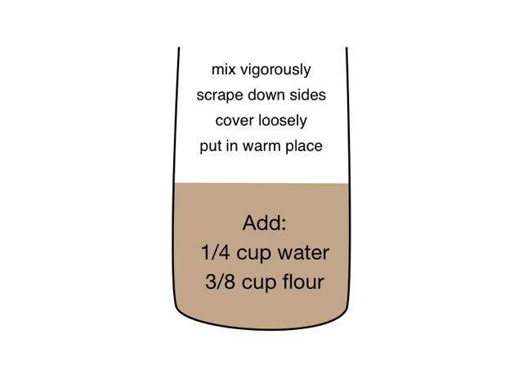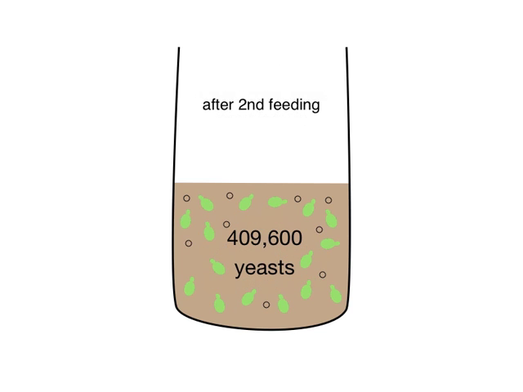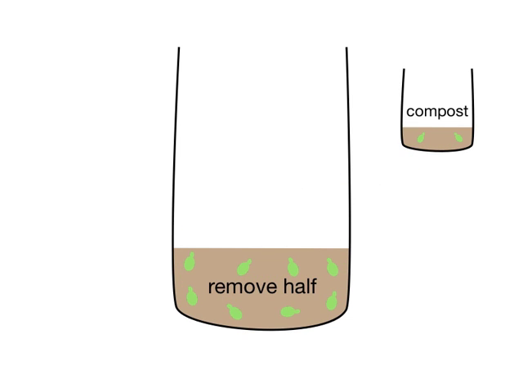And at the end of this second 12-hour period, there will be 409,600 of them. But for a strong starter, we do need a higher concentration of yeasts. So we will have to feed the starter again to keep the yeast growing. But if we just add more flour and water right now, we will outgrow our jar. So we have to remove half of this batter and put it in the compost.